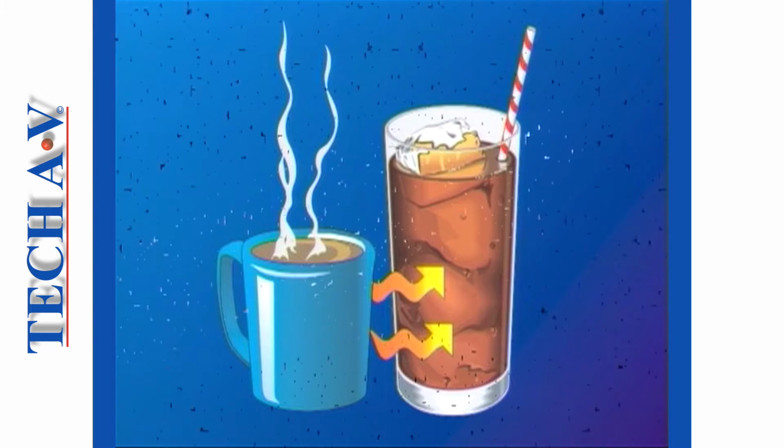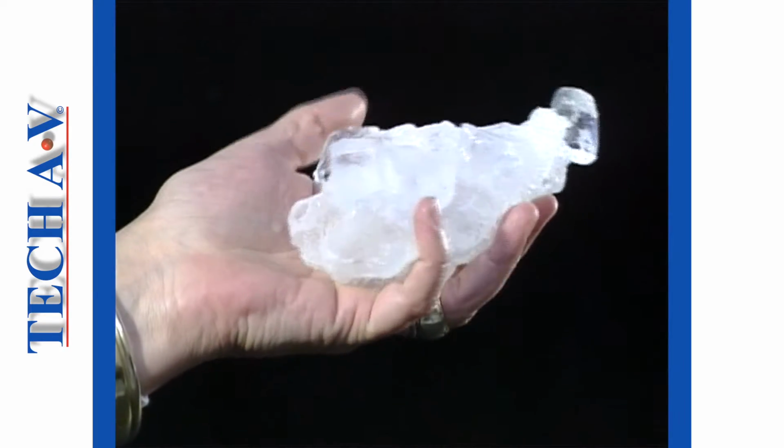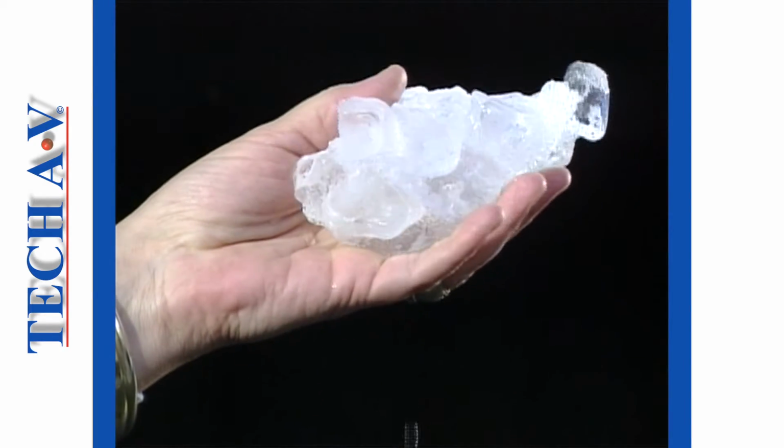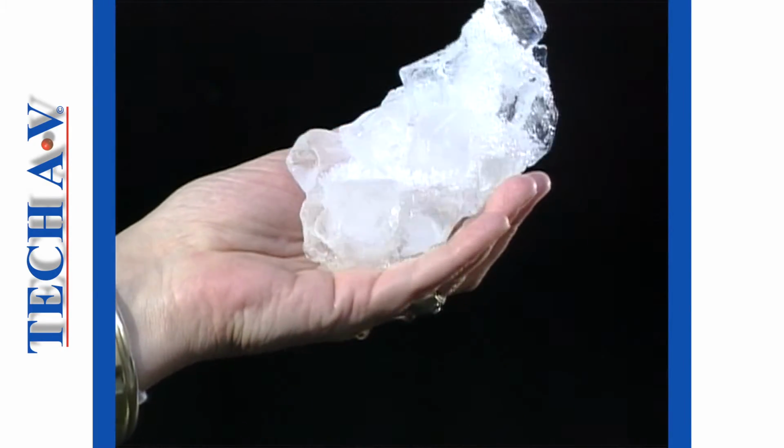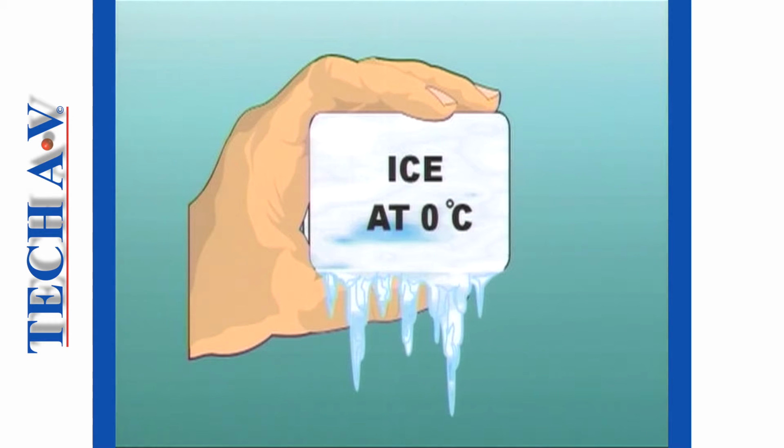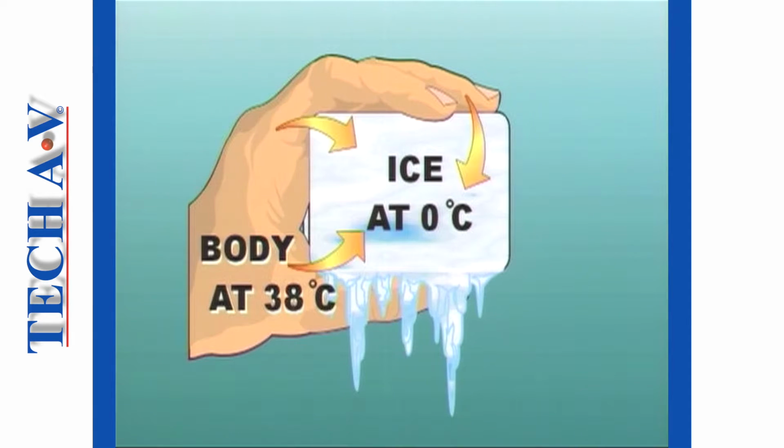To help illustrate this, take a block of ice into your hand. It feels cold. But why? Well, the temperature of the ice is 0 degrees, but the temperature of your skin is around 38 degrees. A large temperature differential exists, and because of this, the heat in your skin transfers into the ice.